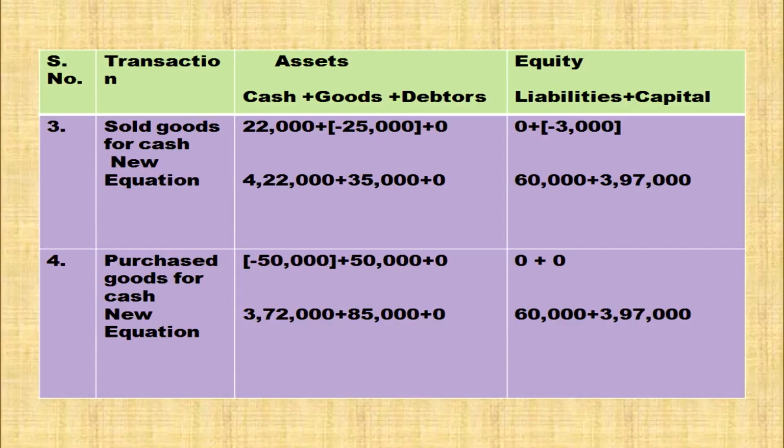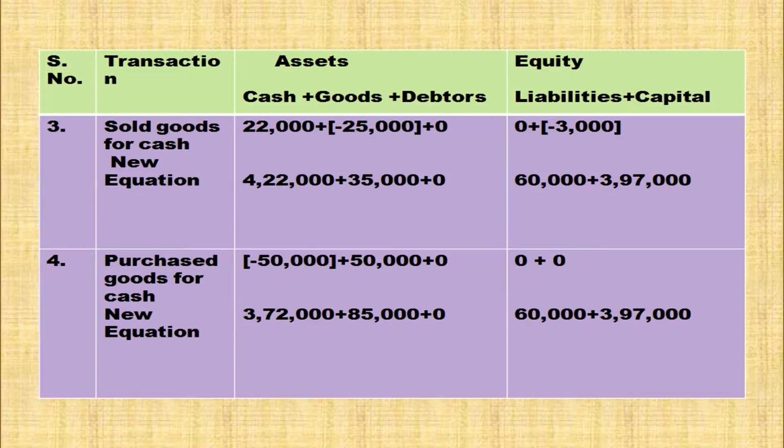Goods are sold. Cost price is 25,000. So, in the goods column, minus the cost price 25,000. It is sold for rupees 22,000. So, cash is coming inside the business, 22,000. Cost price is 25,000, selling price is 22,000. So, there is a loss. Cost price is more than the selling price. 25,000 minus 22,000, 3,000 is the loss.